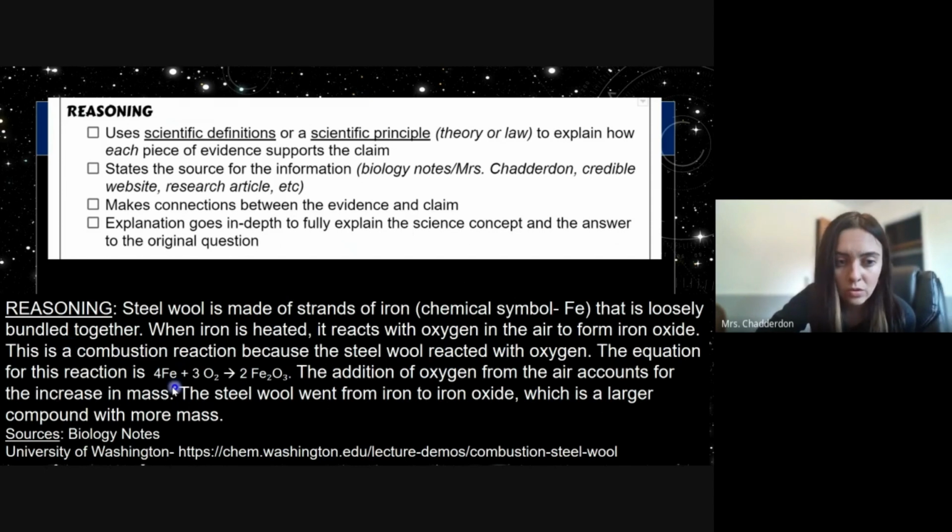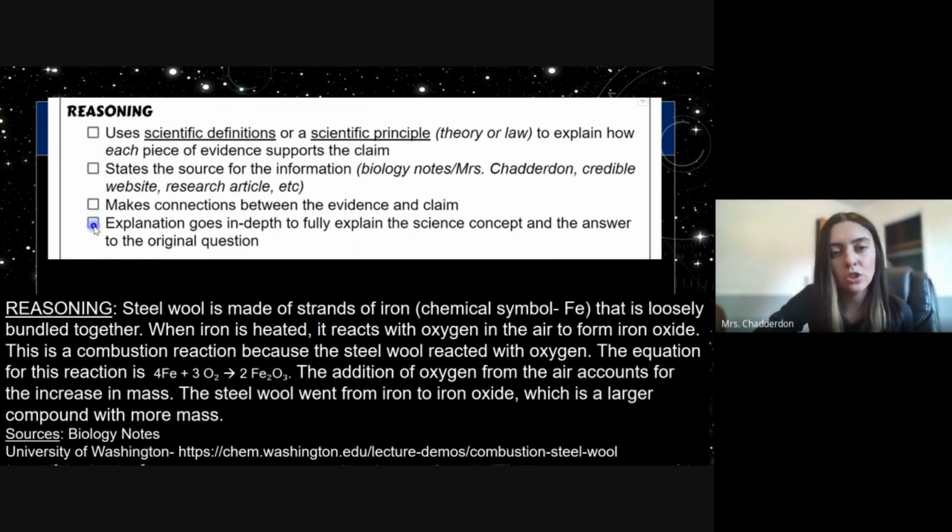I also, you could say, this equation is not a definition, but it's kind of like a scientific principle. So I have some stuff to back up what I'm saying. So that's good. States the source of the information. I did that. I got some stuff from my notes and from here. Makes connections between the evidence and claim. My claim stated that we had an increase in mass. I definitely talked about that here, okay? And my evidence showed an increase in mass, so I did connect to that.